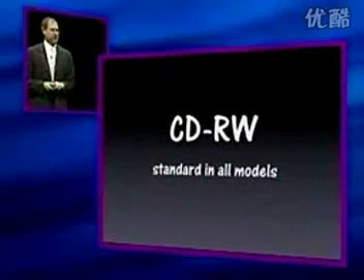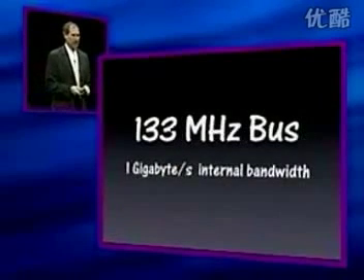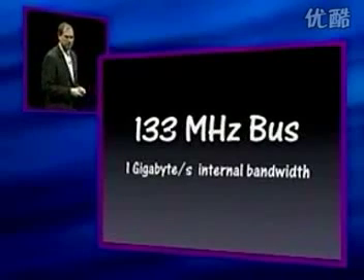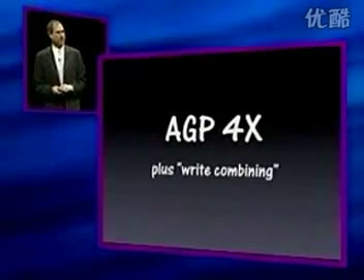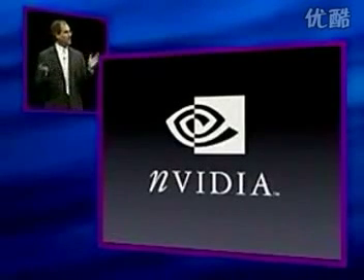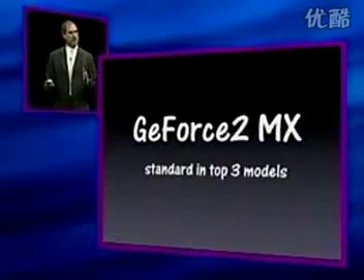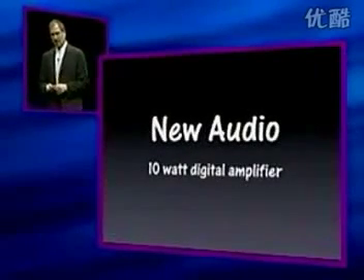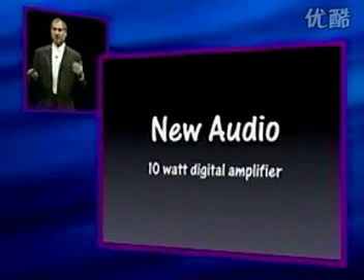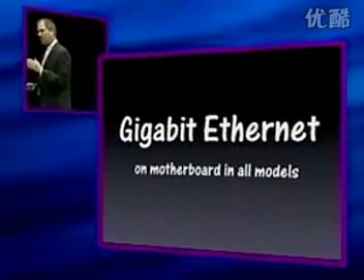They all have CDRW capability built in to every model. They all have a 133 megahertz bus with much faster internal bandwidth. They all have AGP4X, and the top 3 models are using NVIDIA graphics chips. The GeForce 2MX is standard in the top 3 models. We have a new audio system built into all of them with a 10-watt digital amplifier, and we have gigabit Ethernet on the motherboard in all 4 models.